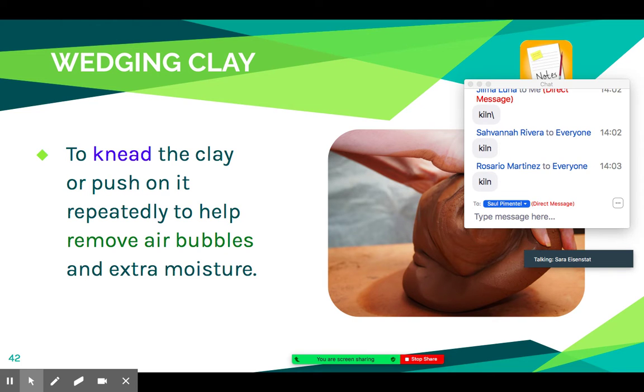So we need to wedge the clay, and this is called wedging. Wedging is when we push the clay down repeatedly in a rhythmic motion on a hard surface, our workboard, to remove air bubbles to avoid explosions. Go ahead and write down the term wedging and type wedging in the chat once you've got it in your notebook.